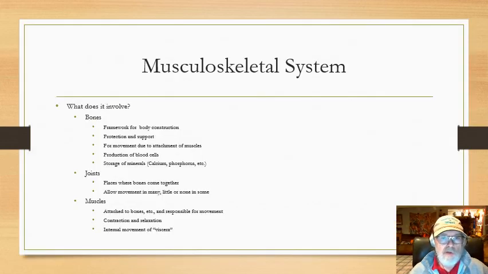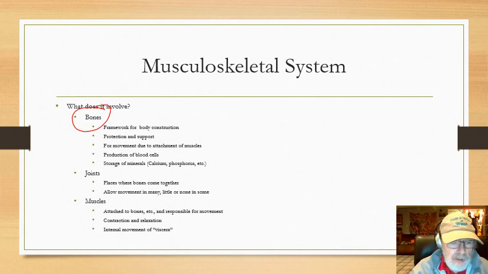Let's talk about that. First of all, what does the musculoskeletal system really all about? First of all, we know we have bones, okay? And bones are basically the framework for body construction. We have a certain shape that we're in based upon the fact that the bones give us some form. So the shape we are has a lot to do with that bone configuration.